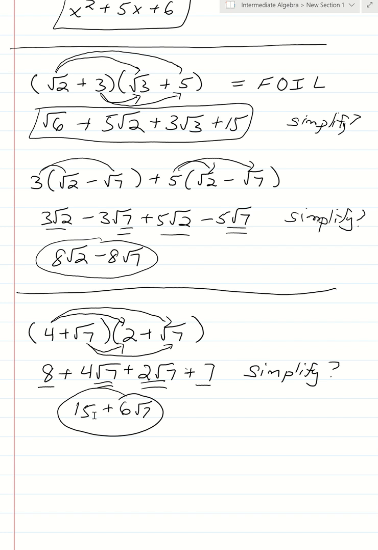Do not, I repeat, do not combine the 15 with the 6, okay? Because you can't, all right? Because the 15 doesn't have a radical and the 6 does. Just like you wouldn't take 15 plus 6x, okay? You're not going to combine these into a 21x. That doesn't make sense, okay? That's nonsense. We're not going to take the 15 and the 6 square root of 7 because these are not like terms.